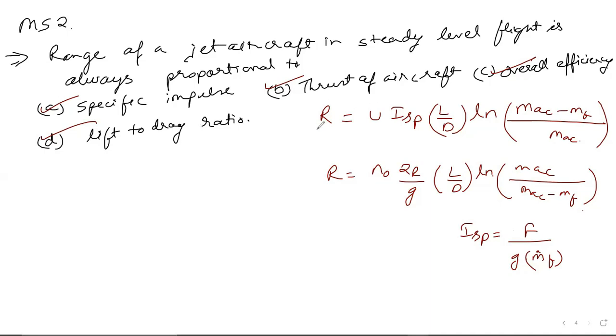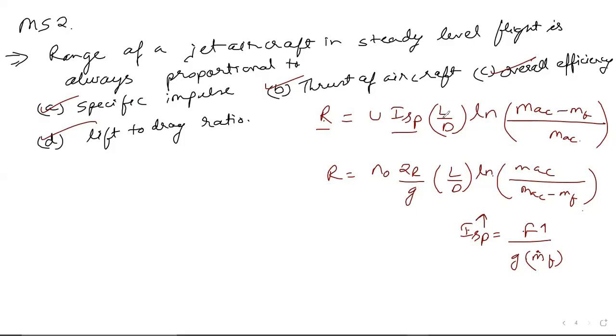ISP is proportional to thrust. When ISP increases, range increases. But ISP increases when thrust increases. So technically, when 1 is dependent on 2 and 2 is dependent on 3, 1 is directly dependent on 3. Okay, so that is the case. That's the kind of hidden thing.